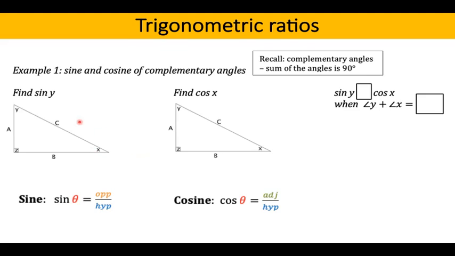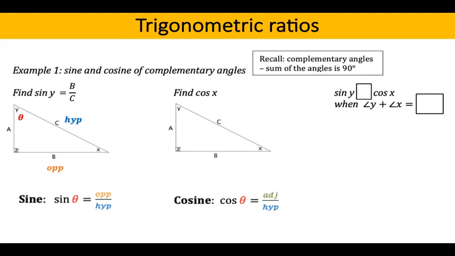So we're going to find the sine of y. In order to do that, let's first label our triangle. So y is our theta angle. We need to set up opposite and hypotenuse. So opposite is B, or side B. Hypotenuse is side C. So to find sine of y, it's going to be B over C.